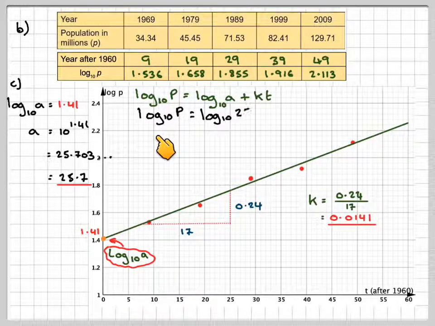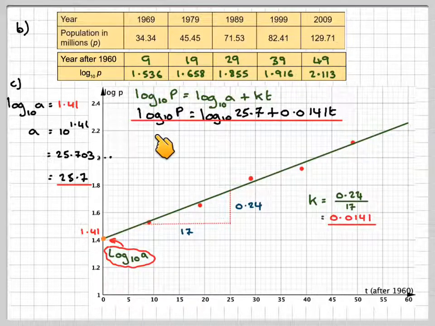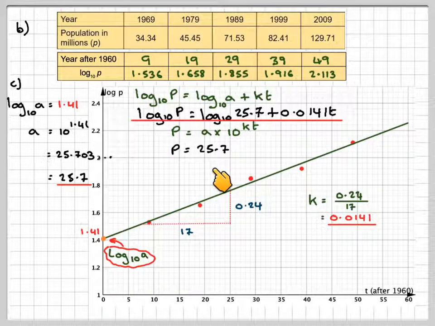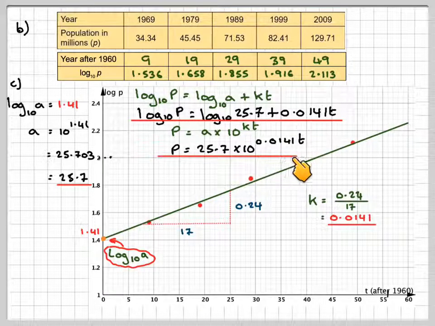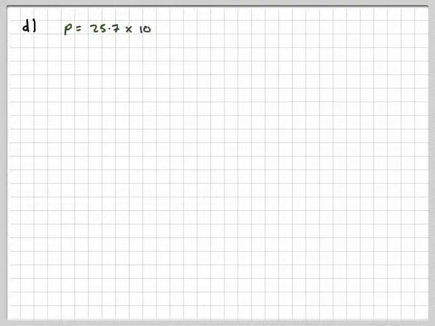So my answer in this format is going to be log to the base 10 of p is equal to log to the base 10 of my a value, which is 25.7, plus k, which is 0.0141 t. But remember that this came from this in the first part of the question, that p is equal to a times 10 to the kt. So p will be equal to 25.7 times 10 to the 0.0141 t.